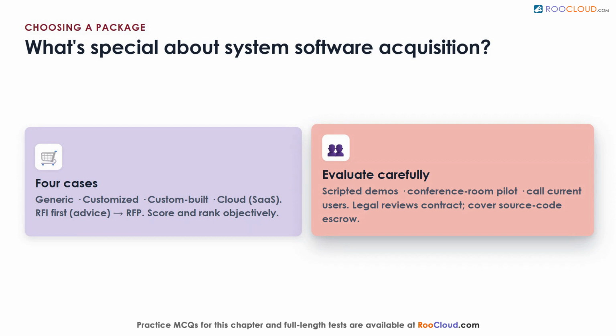Shortlisted vendors give scripted, scenario-based demonstrations. A conference room pilot lets users try the system hands-on. Talk to current users about reliability and service. Then negotiate and sign, with legal counsel reviewing first. Make sure source code escrow is covered if needed.